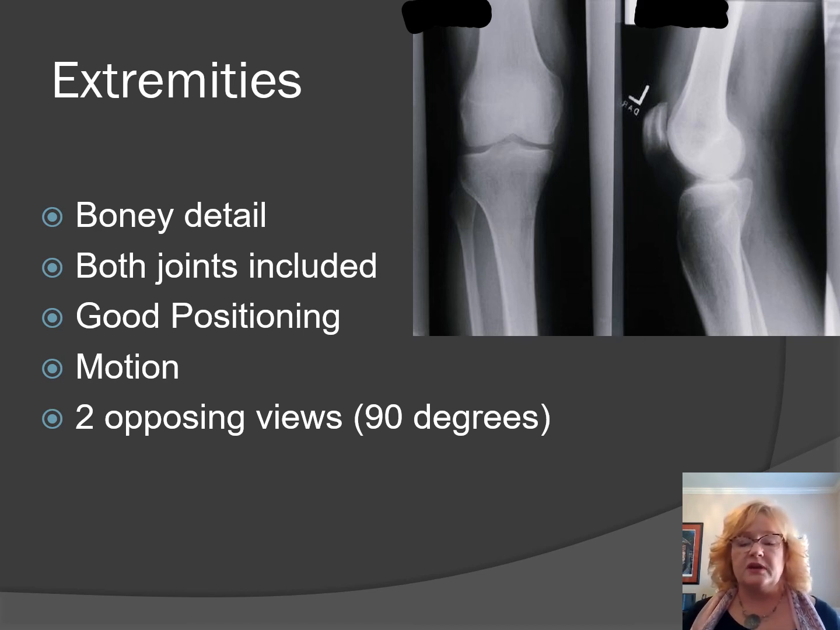No motion. Again, we don't want our patient to be moving during the examination. And most importantly, we want to make sure that we have two opposing views at 90 degrees from each other. This image here above shows you a knee x-ray of an AP and a lateral of a knee, two views that are opposing 90 degrees from each other. All extremities should include at least two views.